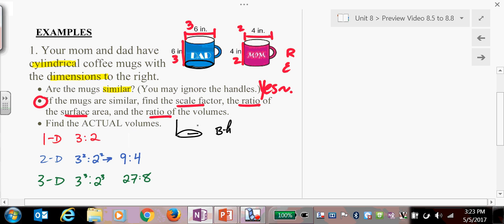So we're going to do base times height. I'll show you a little trick. We're going to do the smaller mom one. I'm going to show you why you don't actually need to do the dad. I'll show you in just a moment.